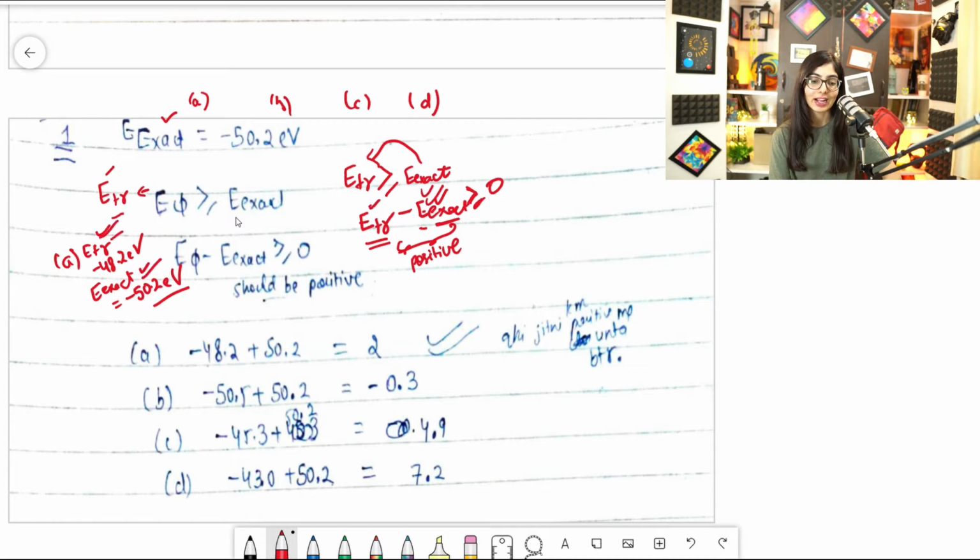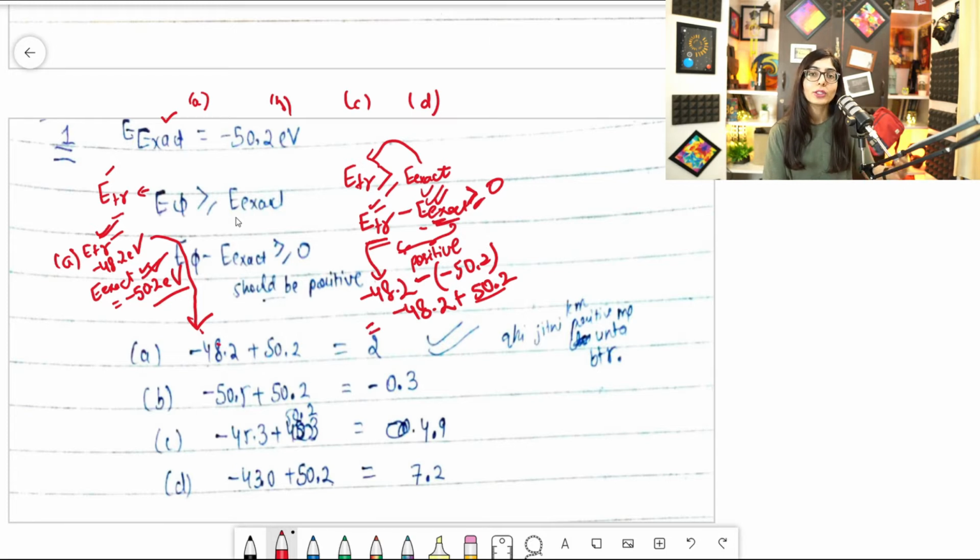So what is E trial? You can see E trial here is minus 48.2. And minus of E exact. What is E exact? It is minus 50.2. So minus of minus 50.2, and minus into minus would be plus. So it would be minus 48.2 plus 50.2, right? This thing should be positive, and when I subtract them, I'll get 2.